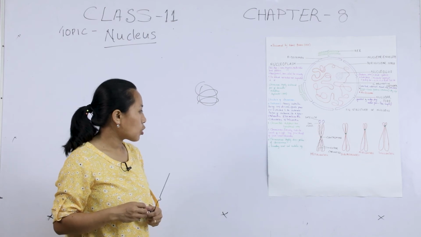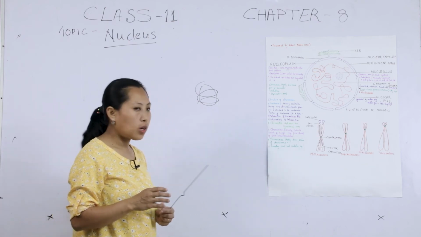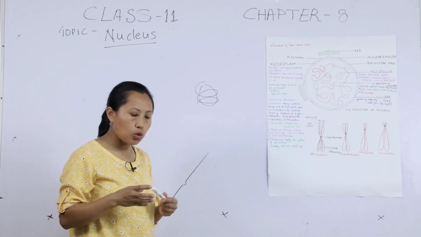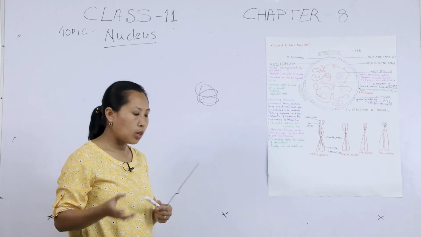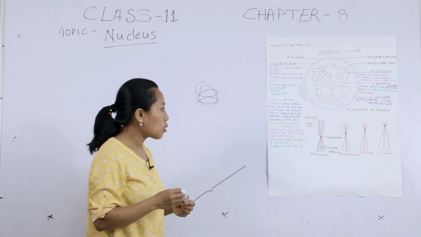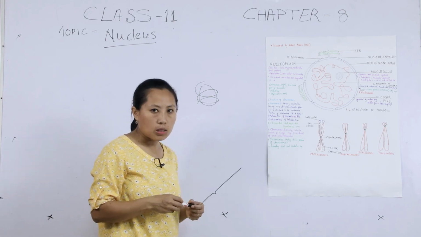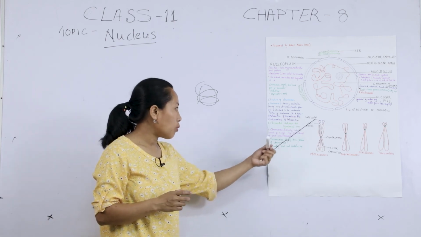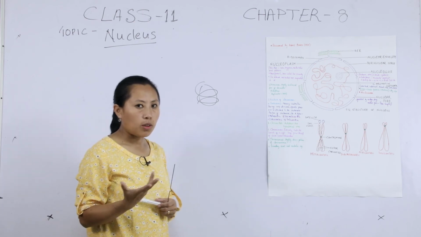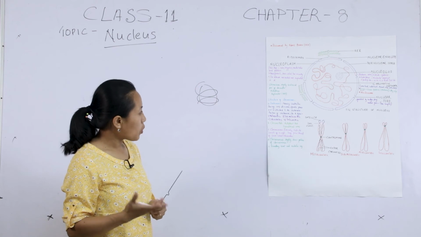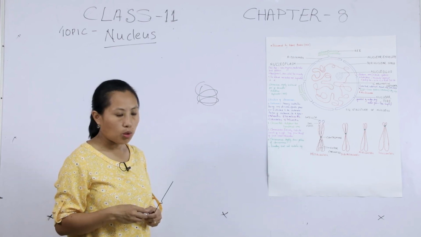Then secondary constriction and nuclear organizer. This is the region where the nucleolus becomes associated with the chromosome, forming a satellite chromosome. The contents of the nucleus become associated with the chromosome at the secondary constriction region, giving rise to the satellite chromosome. And as we have discussed, this type of chromosome is seen in 5 pairs of human chromosomes: 13, 14, 15, 21, and 22.